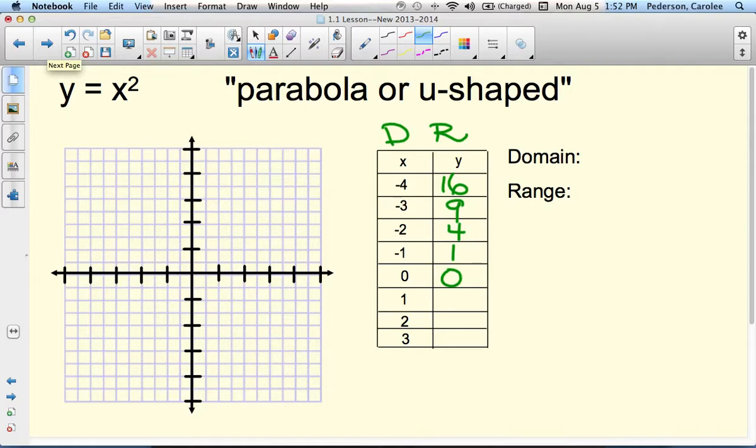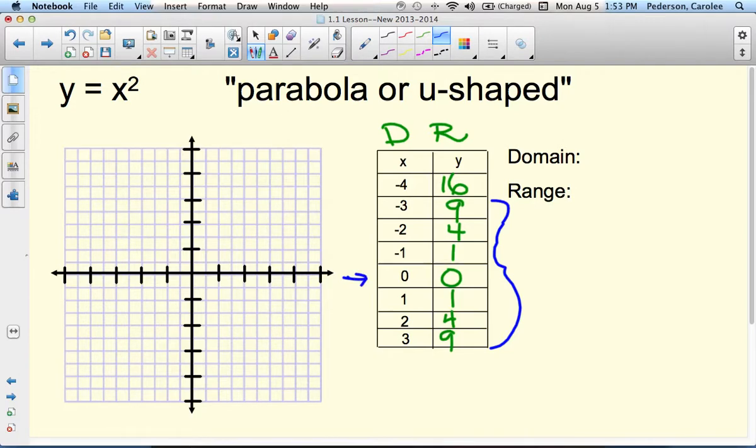And now notice when you go in the positive direction, they are the same numbers. 1 times 1 is 1. 2 times 2 is 4. 3 times 3 is 9. So we have some symmetry going on here. And I'm just going to graph these ordered pairs here. And I'm going to start with the critical point, 0, 0.